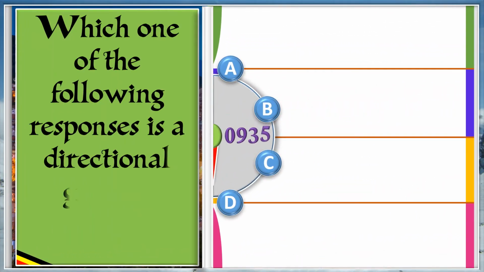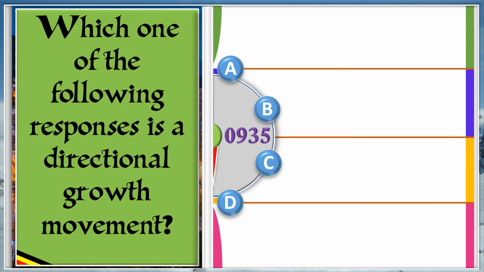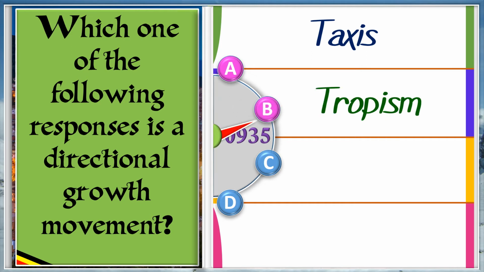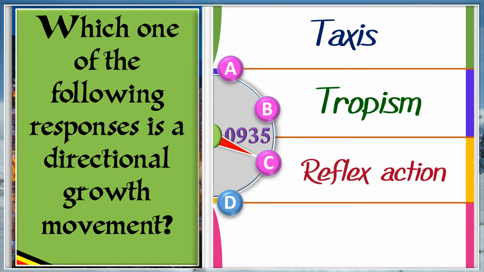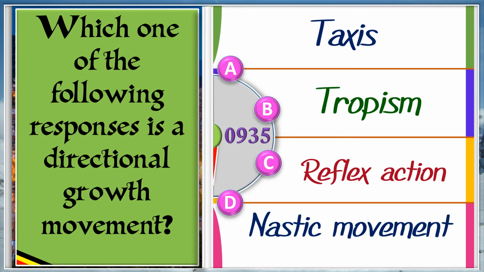Which one of the following responses is a directional growth movement? A. Taxis. B. Tropism. C. Reflex action. D. Nastic response. And the answer is B. Tropism.